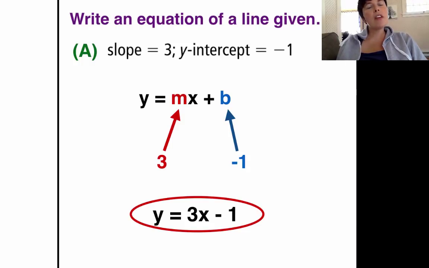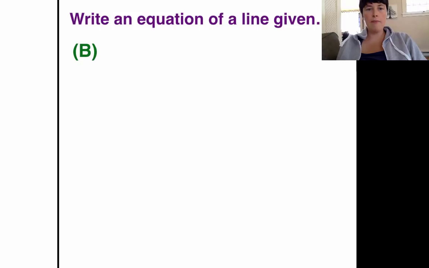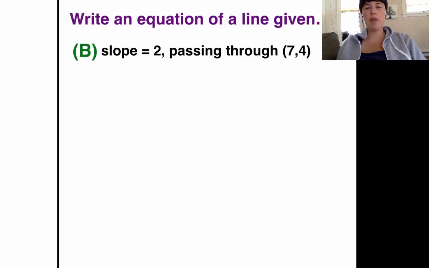Let's try one that we have to work a little harder at. We're going to do a second question now. We'll call it B. We want to write an equation of a line when we know this: the slope is equal to 2, and the line is passing through (7, 4). So we know the slope is 2, and we know the line is crossing through a point on the graph at (7, 4).